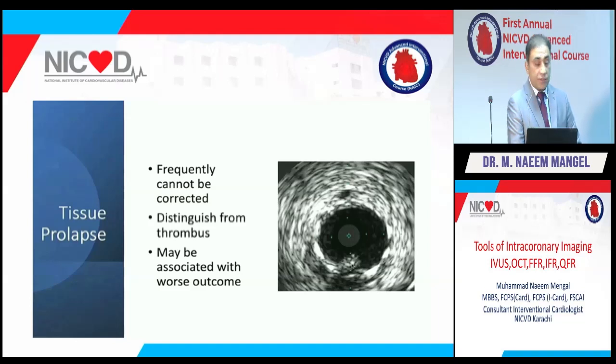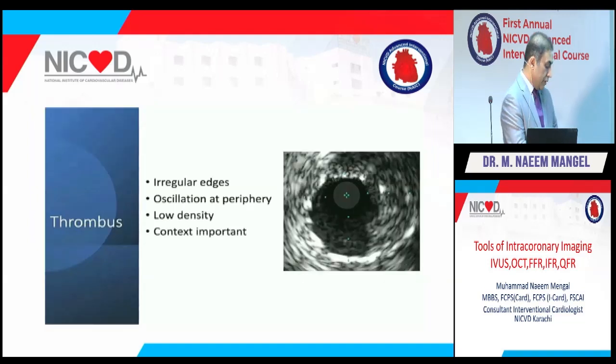Then tissue prolapse, we can also see, especially in patients who are having fibrotic lesions. Sometimes when you use a stent with low radial strength, tissue may prolapse inside the stent through the open cell. So there is a possibility of tissue prolapse that we can see in the IVUS. Thrombus, we can see here with irregular margin inside the lumen. So remember, when you're looking for thrombus in ACS, OCT is a better modality as compared to IVUS, that can tell you better the differentiation between the red thrombus and white thrombus.